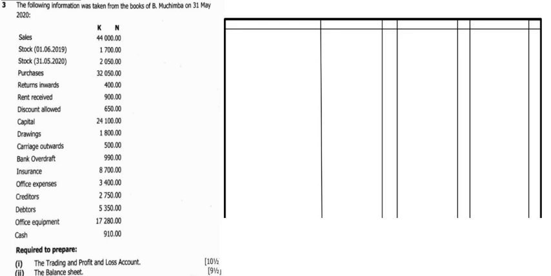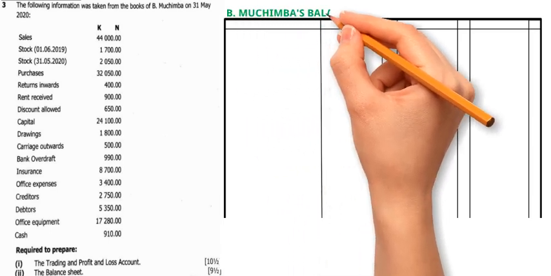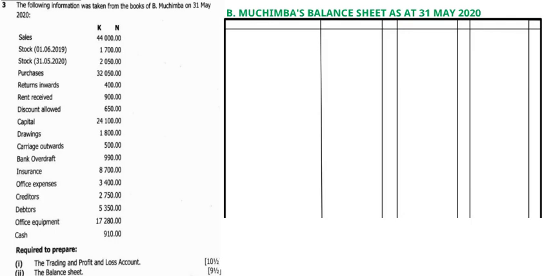Now once we have come up with a frame for the balance sheet, the next thing we need to do is start making the balance sheet for Mr. Muchimba. First I'm going to write the heading, which should be B Muchimba's balance sheet as at 31st May 2020. This is very important: make sure that you don't mix up the dates. Make sure that you take the actual dates.